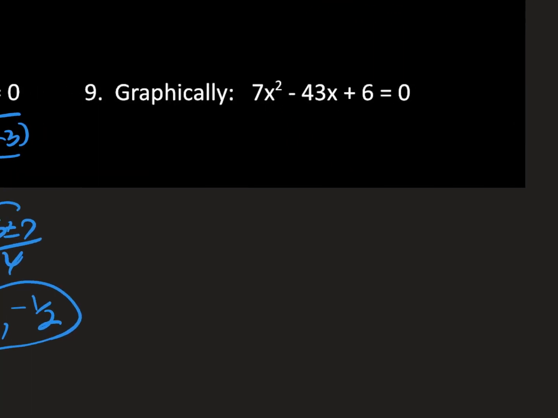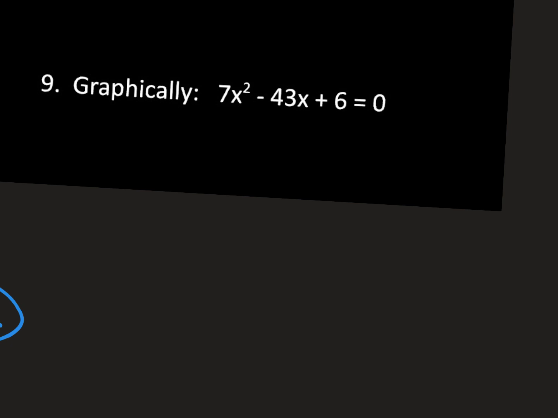Awesome. Number 9, graphically. What we're going to do is punch it into your calculator. So go to y equals and punch that in. We're going to hit zoom 6 and graph it. So we do our left bound, right bound to try to find the 0.